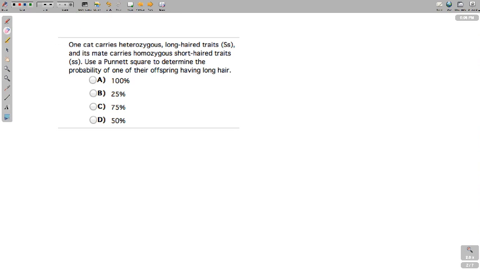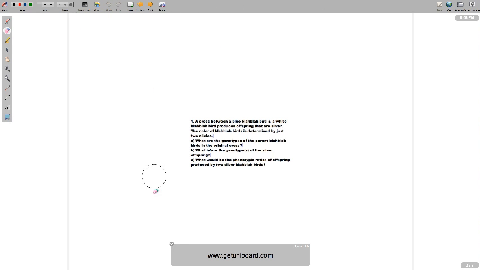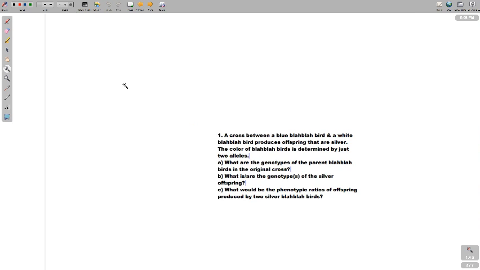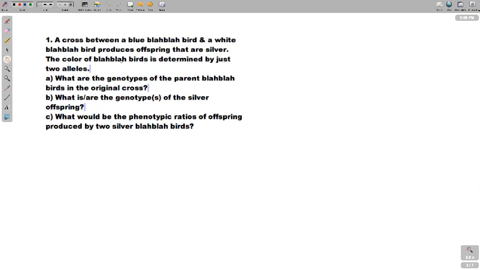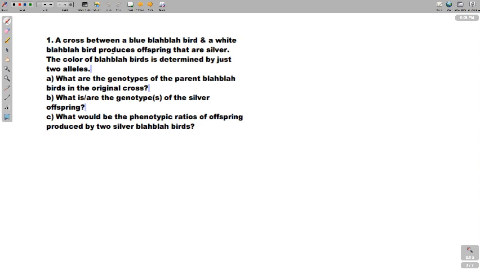Let's see what's next. I didn't really need to erase that, did I? Okay, so here's another awesome question I found. Someone wrote this. It says, a cross between a blue blah blah bird and a white blah blah bird produces offspring that are silver. Oh, interesting. So we have blue, white, and silver. Three different colors. What does that mean?